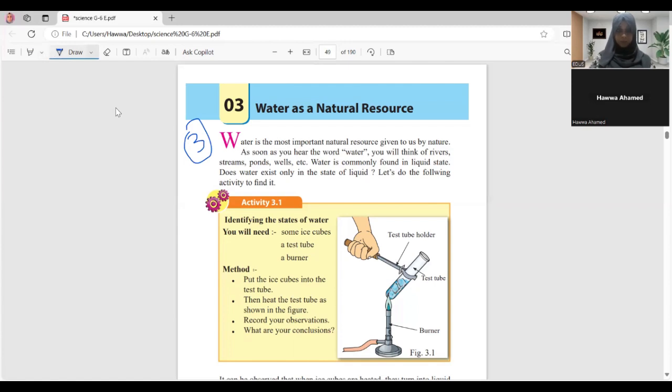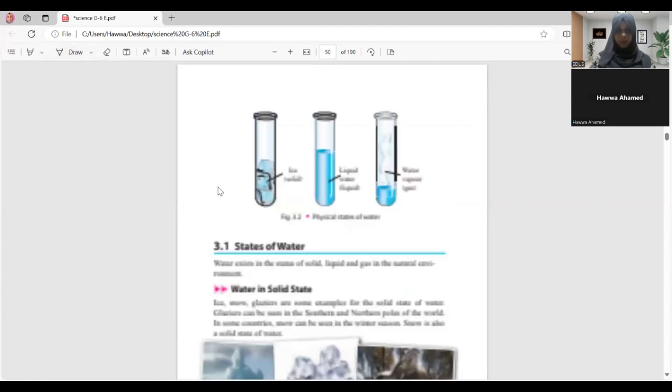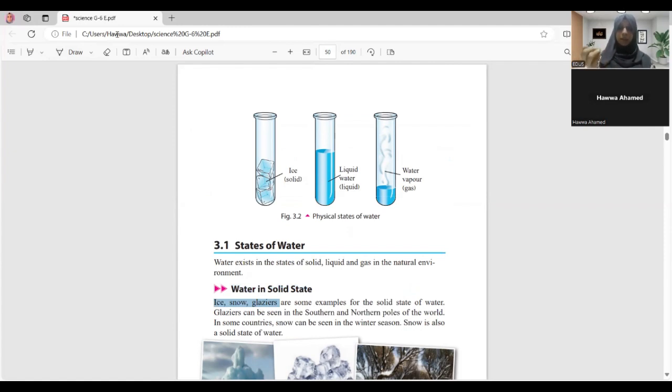So here you see, right, water in solid state. In solid state, there is ice, snow, glaciers. Okay, so you know ice cubes, right? Ice cubes and then snow. The snow is also in solid state. Okay, it is not liquid, it is solid.